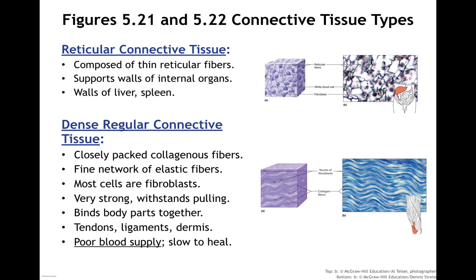The dense regular connective tissues are closely packed collagen fibers, forming a network with elastic fibers. Most of the cells you find are fibroblasts. It is very strong, and it withstands pulling. It's going to bind parts of the body together. In fact, it's going to be a major component of tendons, ligaments, and the dermal layer of the skin.